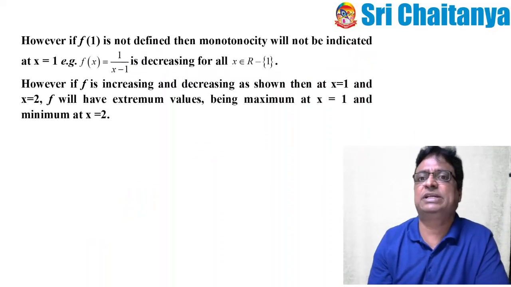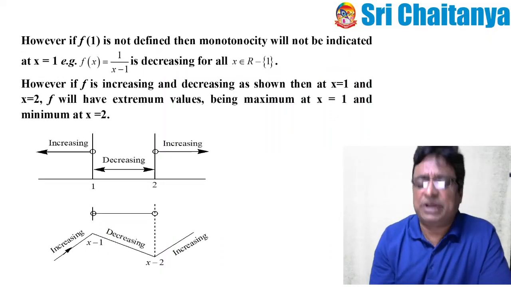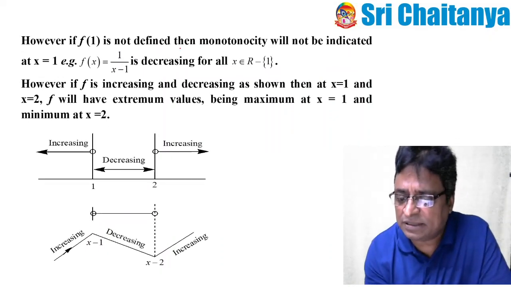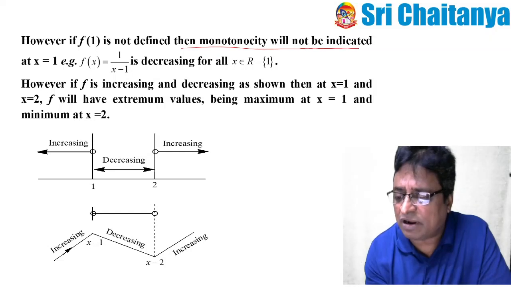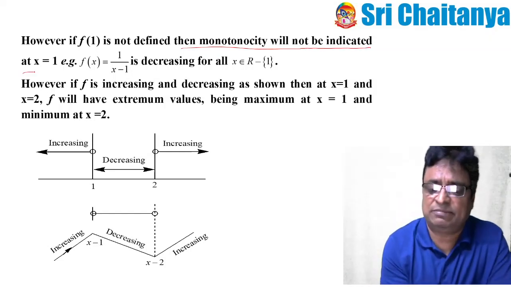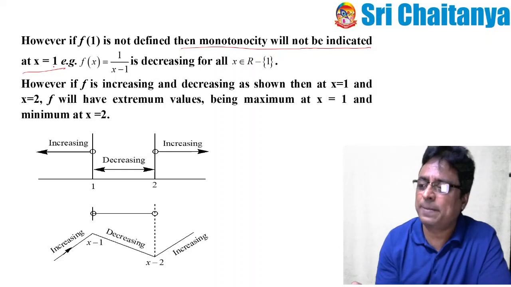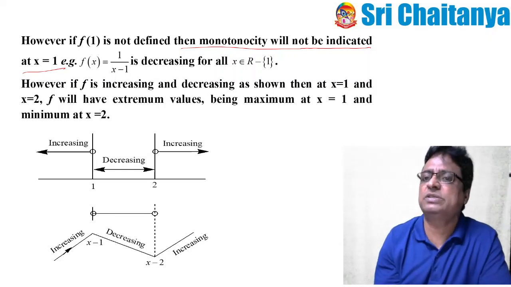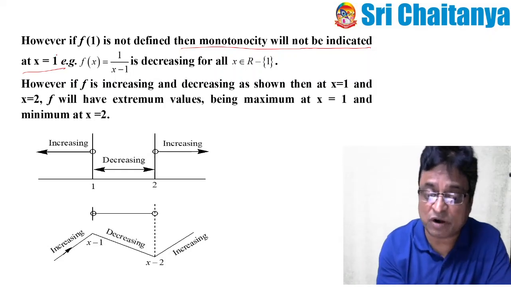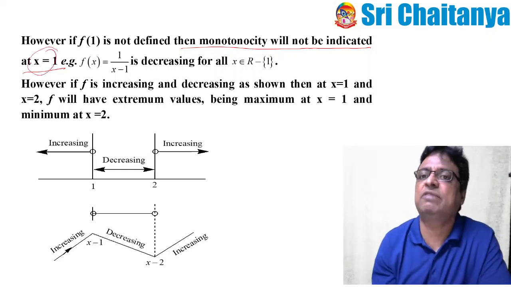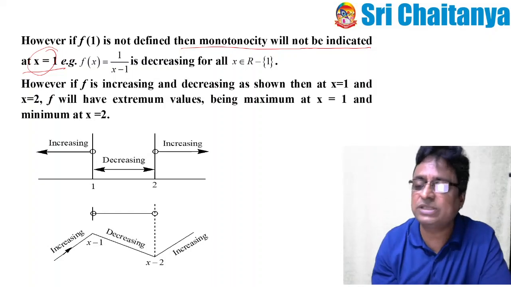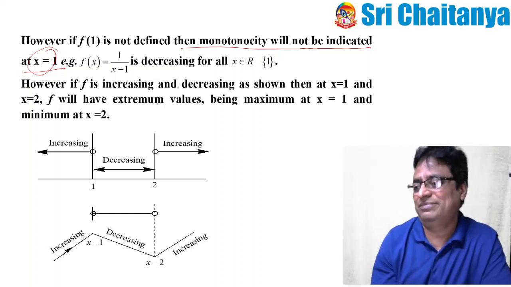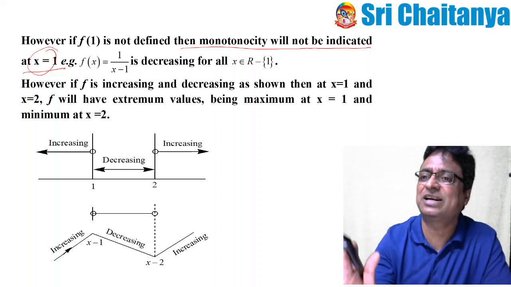Now, coming to here, if f is not defined, then monotonicity will not be indicated at x equal to 1. That I already told you. We are talking about monotonicity at a particular point, which means your function should be defined at that particular point. Otherwise, it is not possible. Suppose your function is not defined at a particular point, then you can't say that it is a monotonic function. You can't say that it is either strictly increasing or decreasing.